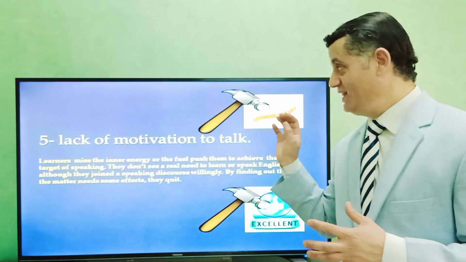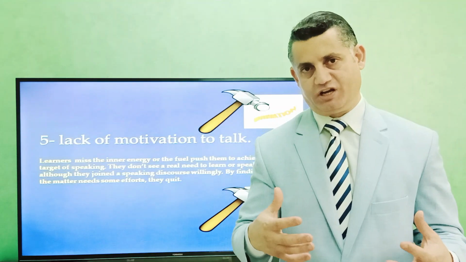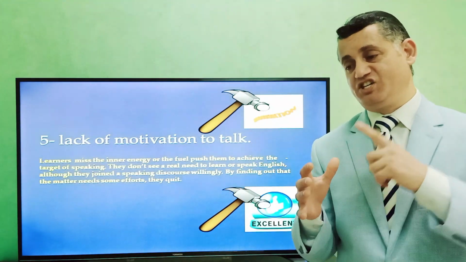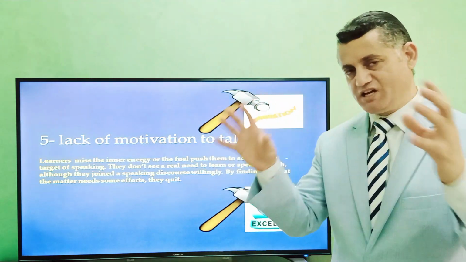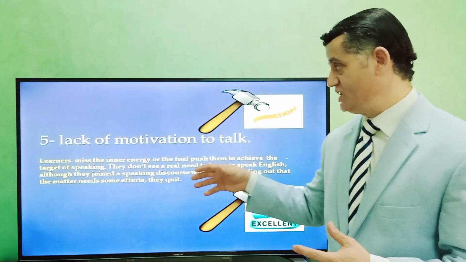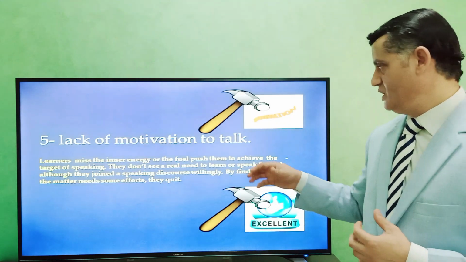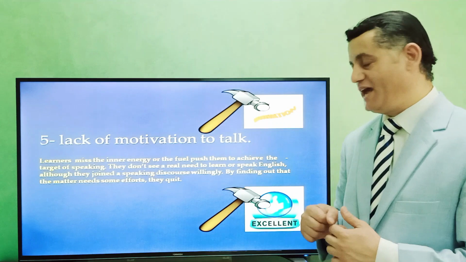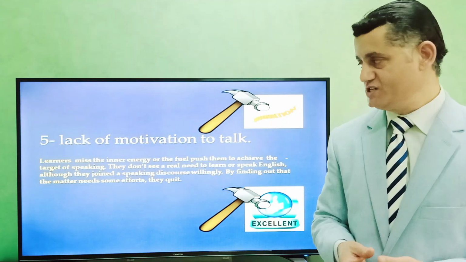The cause number 5 is lack of motivation to talk. I don't have fuel, I don't have energy. After mentioning the previous factors, tension, pressure, frustration, and now lack of motivation, all these are so related. This makes the learner miss the energy. The fuel pushes them to achieve the target of speaking. Now, the train doesn't have fuel to go on, so it will stop.